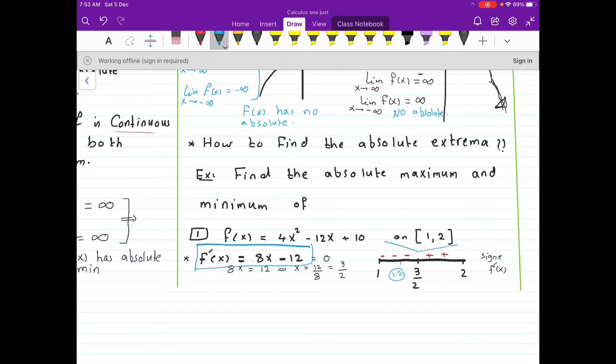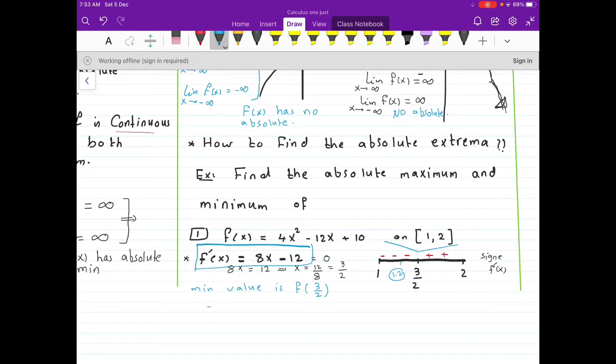So the minimum value will be absolute. The minimum value is f of 3 over 2. This is the smallest value of the function, the absolute minimum.